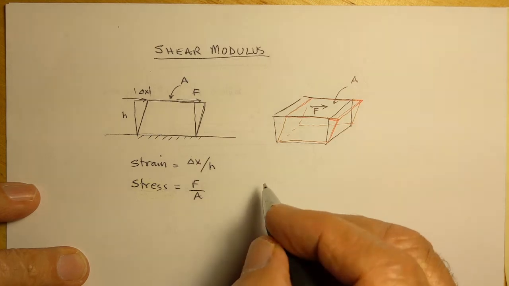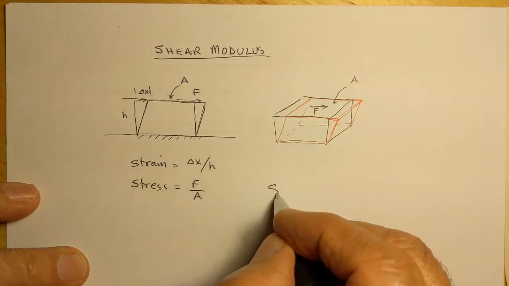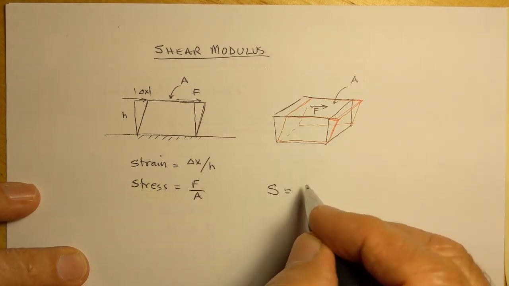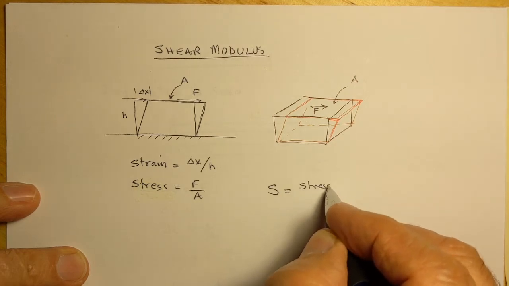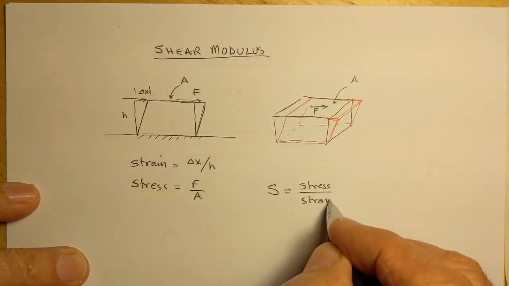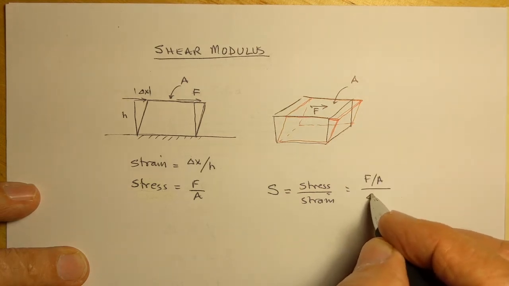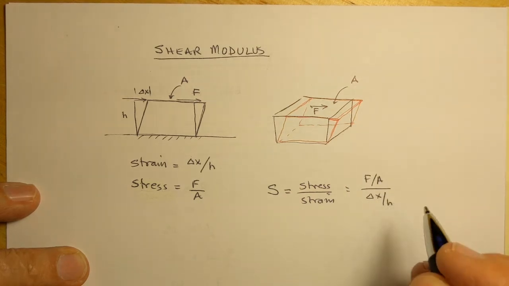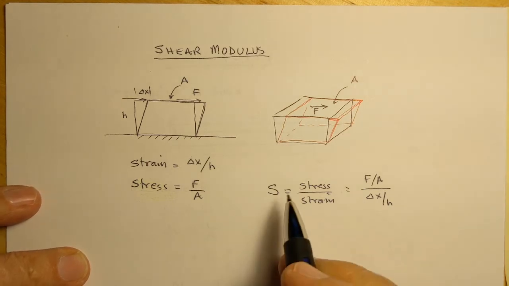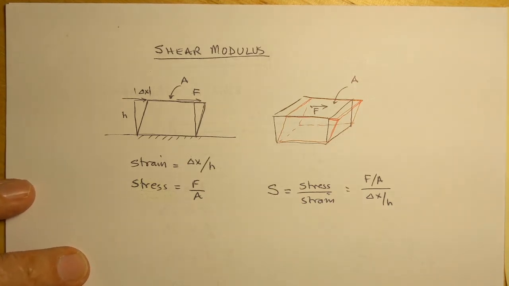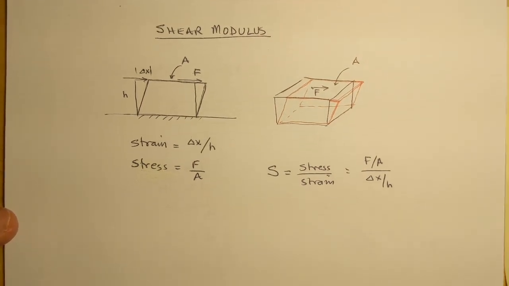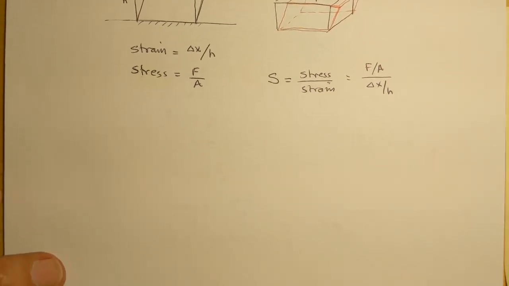So this surface area becomes the area for use with stress. And then we have the shear stress written as an S, which is stress over strain, becomes F over A over delta x over h. And the value of the shear modulus is also of the order of 10 to the power 10 newtons per square meter. Again, it's of course different for different materials.